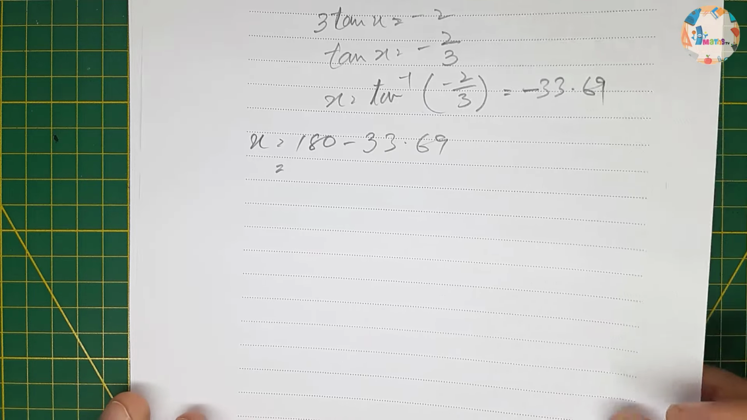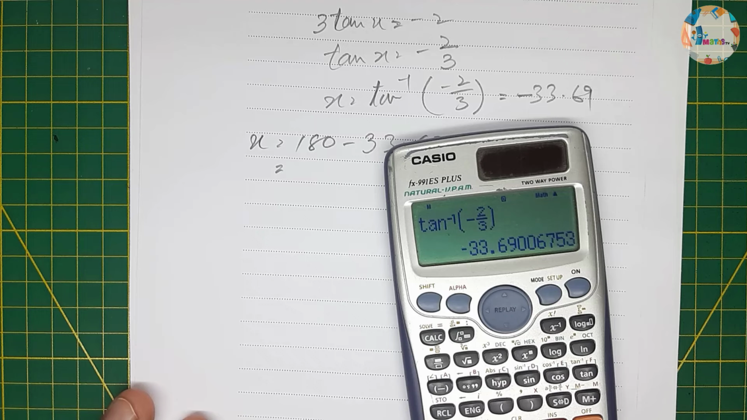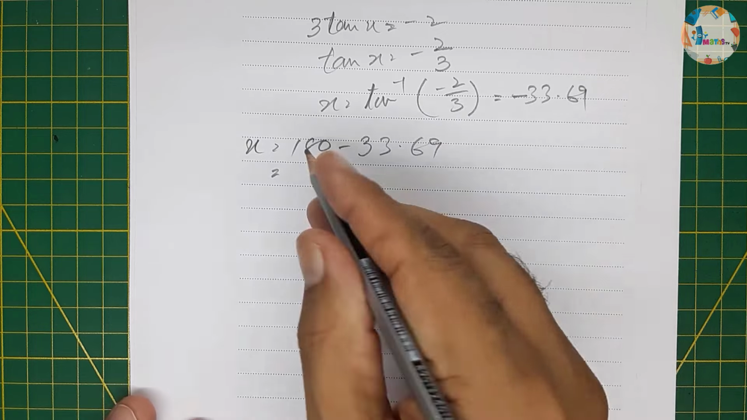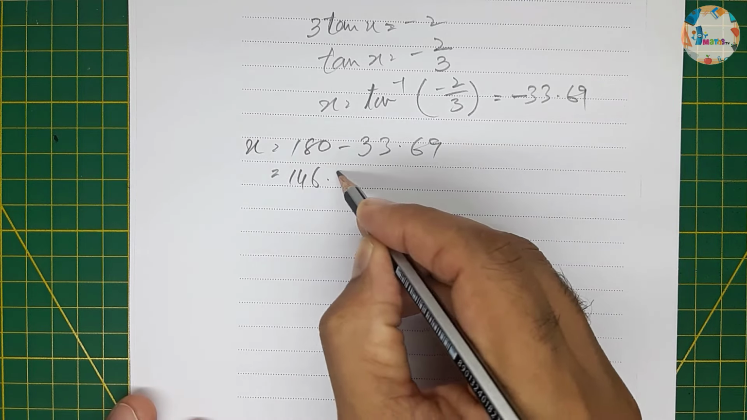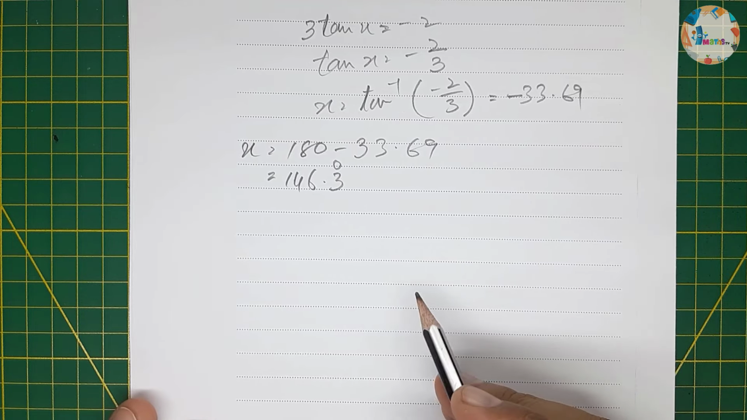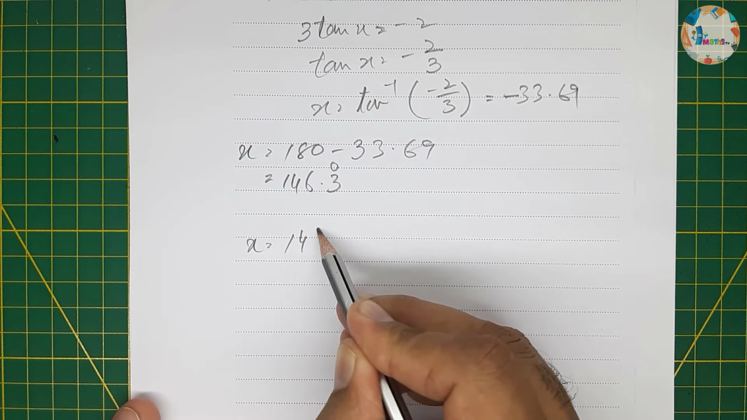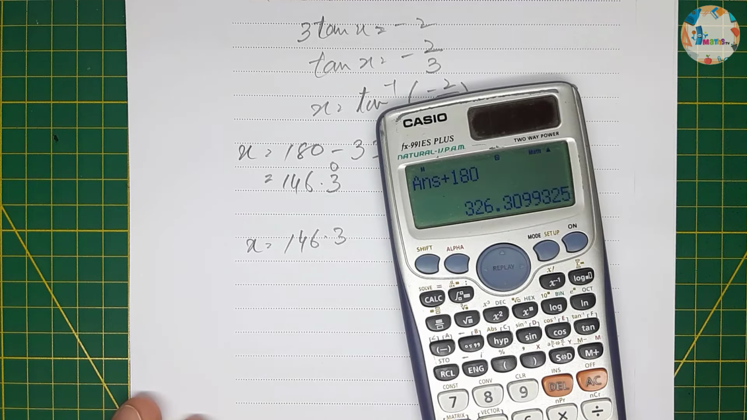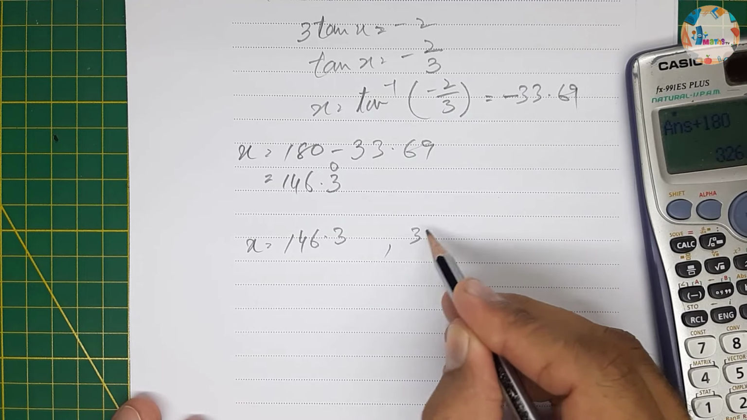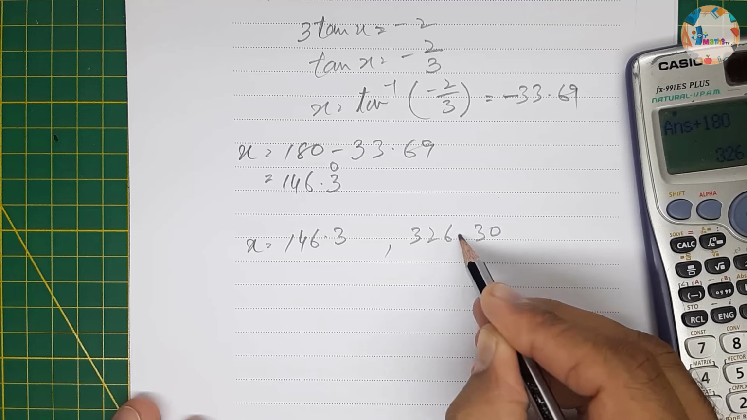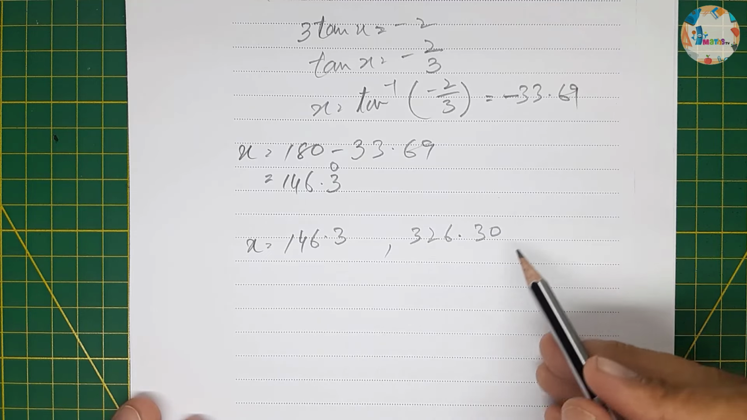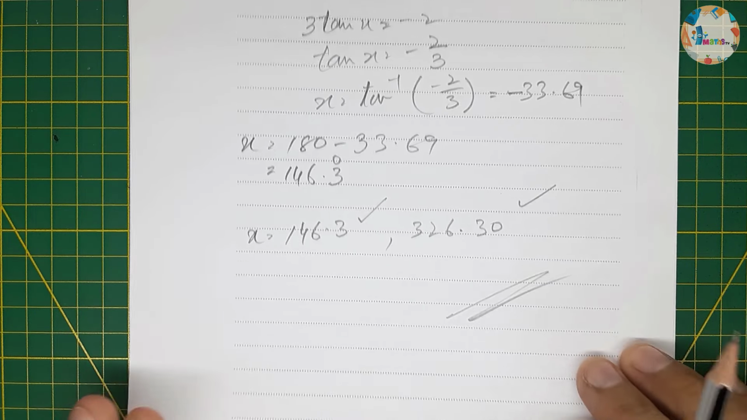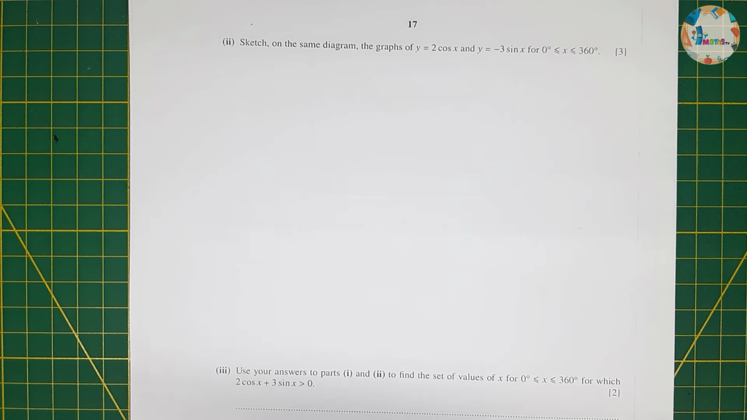So what we will get: plus 180 will be equal to 146.3 degrees, and this x can be equal to 146.3 degrees, and we can add 180 more for this one, and this will be 326 because it's repeating after 180. So these two values can be the answers. Hopefully you understood this.